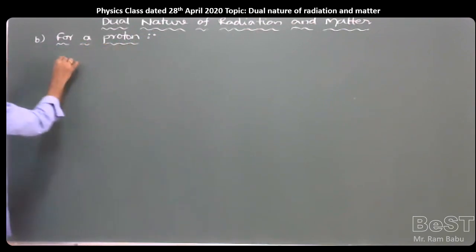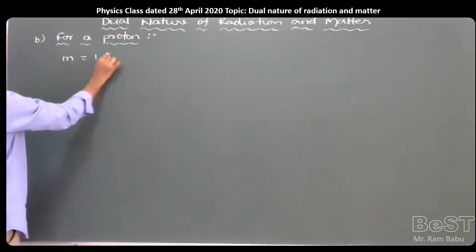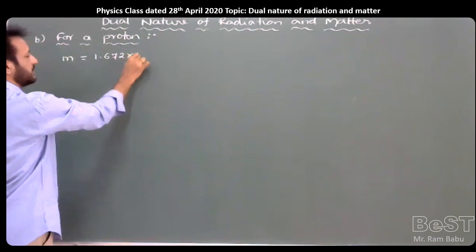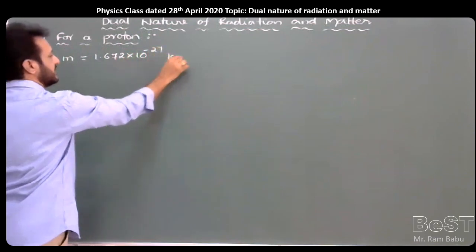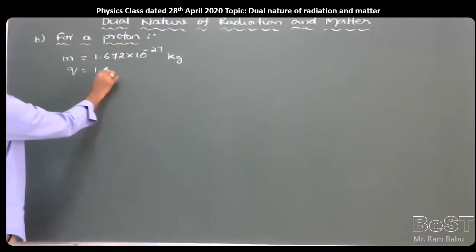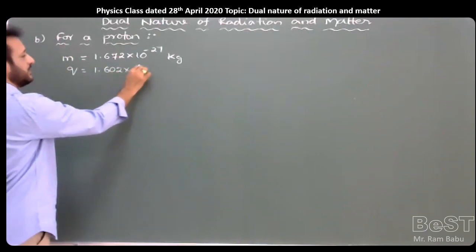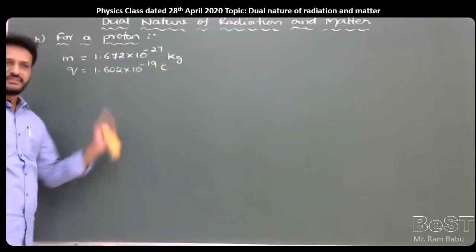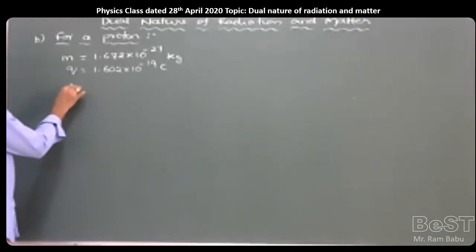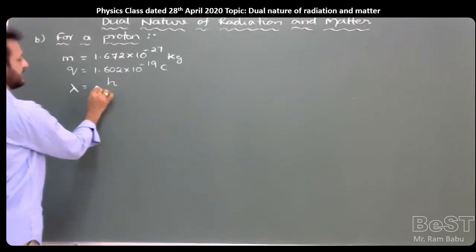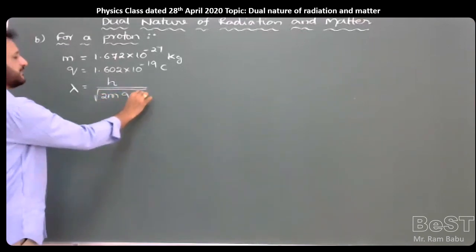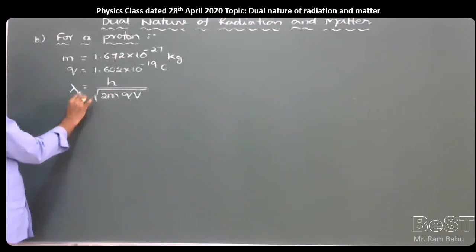So here the mass of the proton m is equal to 1.6729, or 1.67, into 10 to the power of minus 27 kg. It is the mass of the proton. And the charge of the proton q is equal to 1.602 into 10 to the power of minus 19 coulomb. With this data, we should calculate the de Broglie wavelength of the proton in a shortcut manner. So lambda is equal to the general formula h by square root of 2m q V. It is the formula for finding the de Broglie wavelength of a proton.